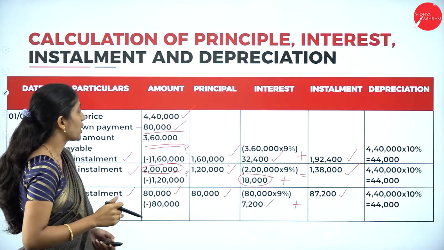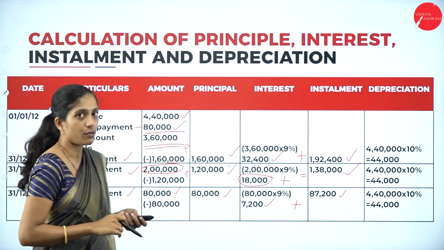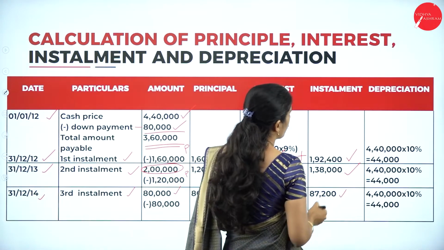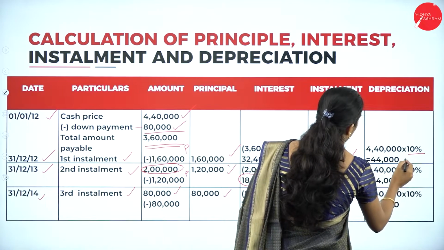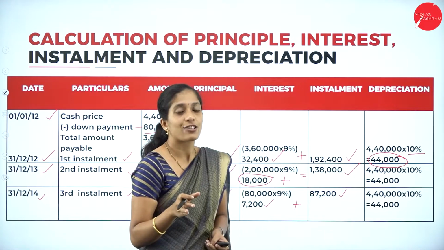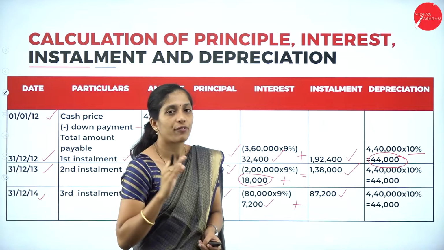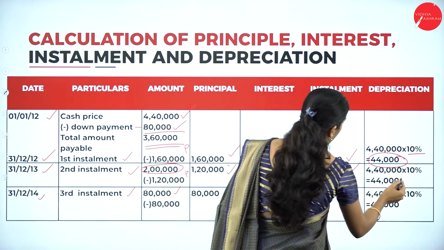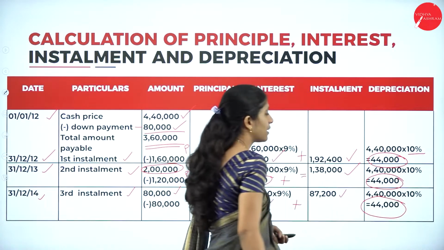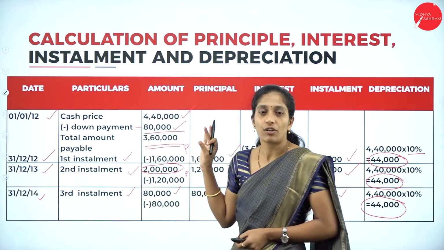Now go through the calculation here. What is the actual value of the asset? 4,40,000. Upon that we have to calculate the depreciation. So 4,40,000 into 10% depreciation, first year 44,000. Since depreciation has to be calculated under the straight line method, the amount of depreciation remains the same for every year. So second year also 4,40,000 into 10%, 44,000. Third year also 4,40,000 into 10%, 44,000. Now we are done with the calculation of this table.